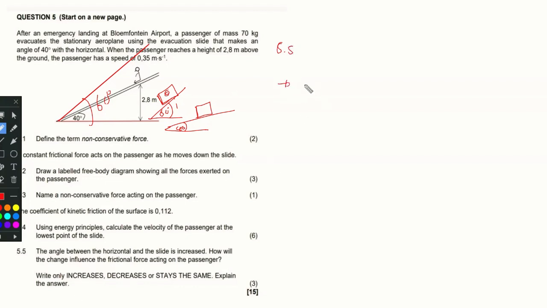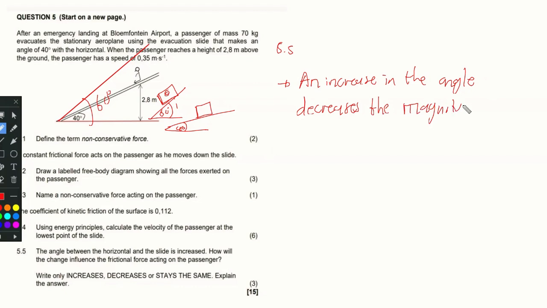So I will say an increase in the angle decreases the magnitude of the normal force. The magnitude of the normal force, right? So that's number one. An increase in the angle decreases the magnitude of the normal force.